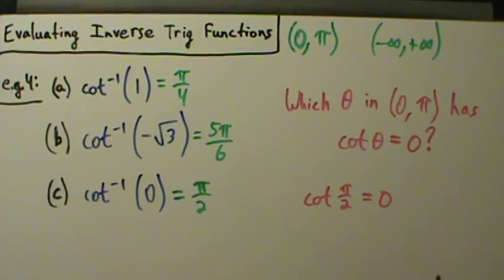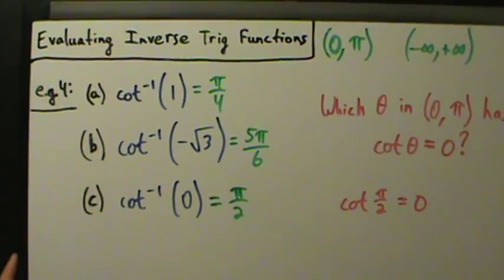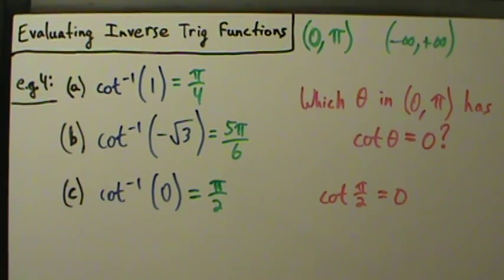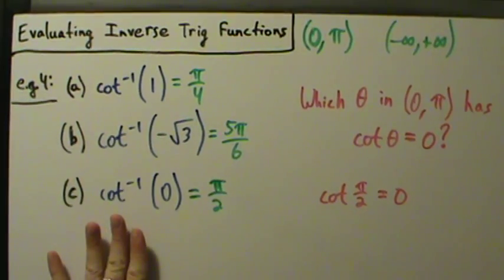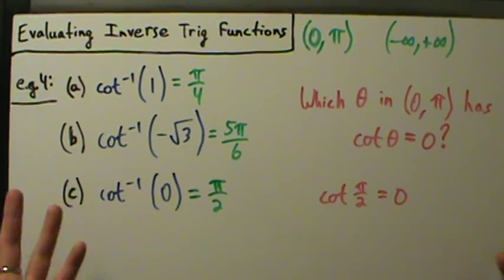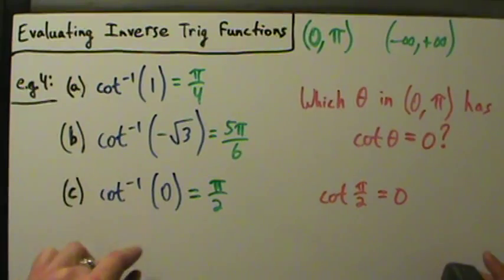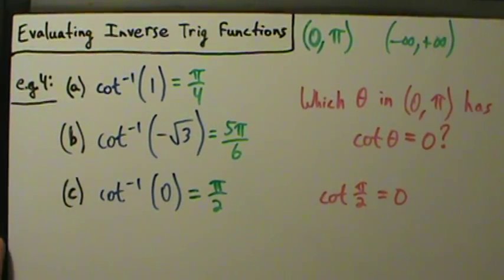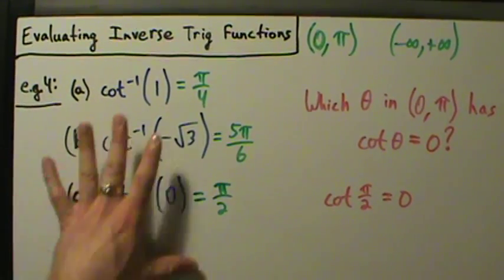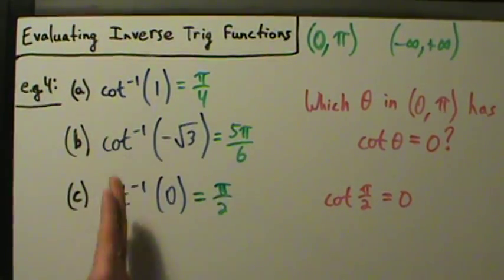So in other words, you can take the inverse cotangent of anything you want, any real number that you want. Everything's going to be fine. So when you do the inverse cotangent, you're never going to get does not exist or no solution, because you can take the inverse cotangent of anything you want. Okay, so that's it for example 4, evaluating inverse trig functions, and this has been the inverse cotangent function.